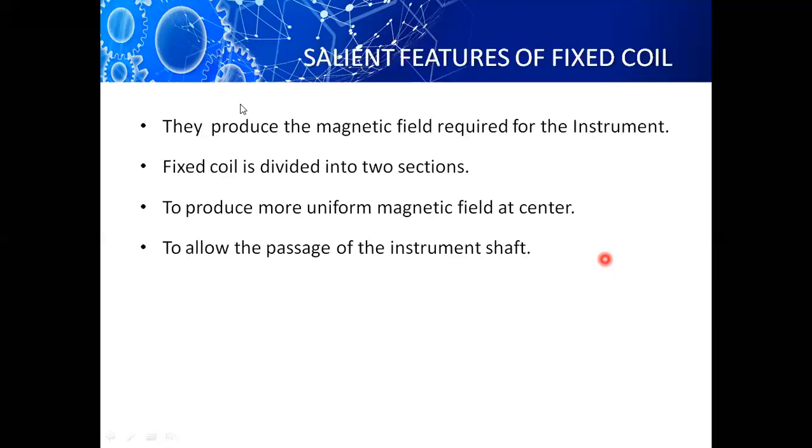Let us see this again. To produce the magnetic field required for the instrument, the fixed coil is divided into two sections, which facilitates producing a more uniform magnetic field at the center and allows the passage of the instrument shaft.